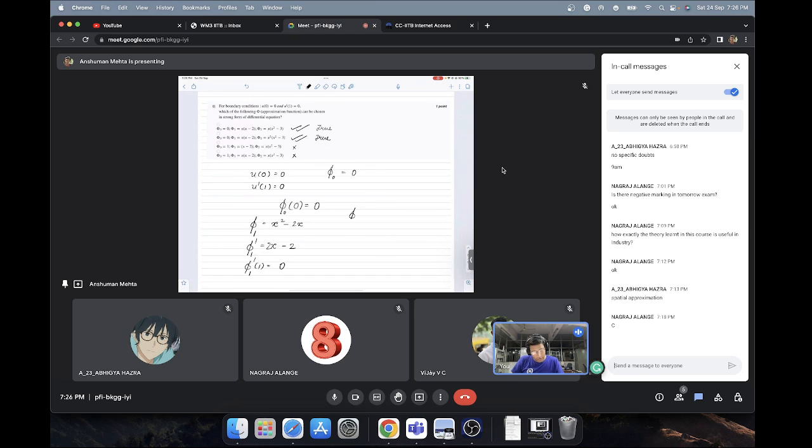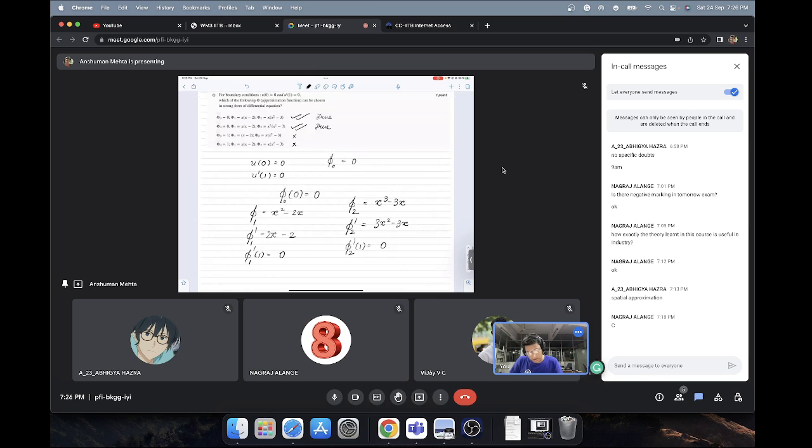So phi 2 is equal to x cube minus 3x. Phi 2 dash is 3x squared minus 3x, and that also becomes 0 at 1.